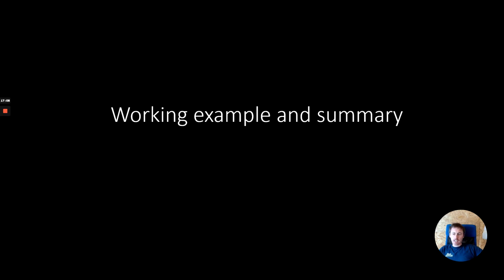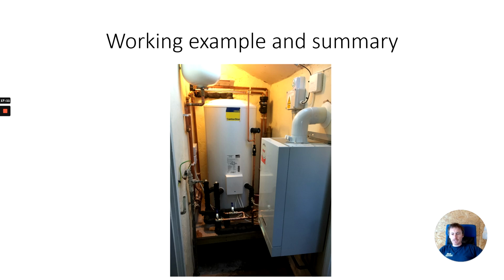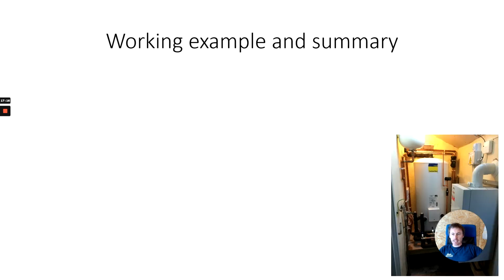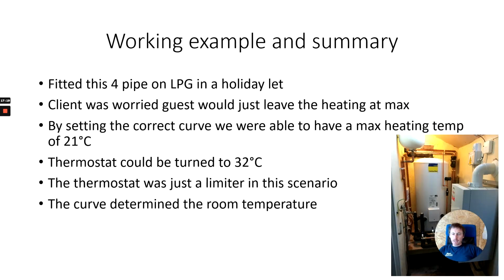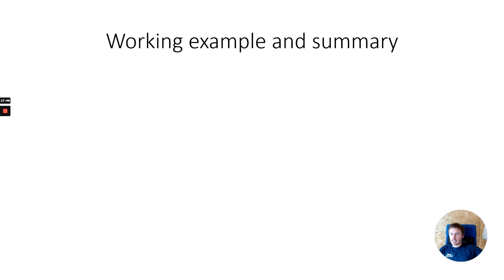So, working examples and the summary. This is an install we've done. We've got a 4-pipe priority domestic hot water Wiesmann 19 kilowatt boiler here on a holiday let. So we fitted a 4-pipe on an LPG on a holiday let, and LPG is quite expensive. The client was worried that the guests would just leave the heating on max, so by setting the correct curve on the weather compensation, we were able to have a max heating temperature of 21 degrees. So the thermostat in effect could be set to 32 degrees C. The thermostat was then just a limiter in this scenario, and the curve determined the room temperature, not the thermostat itself or guests coming in whacking it up because they're not paying for the gas.